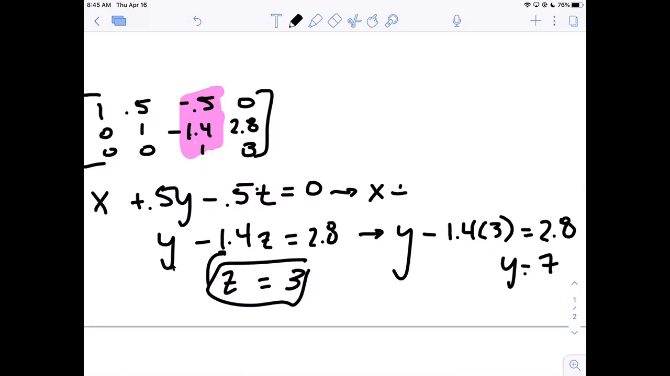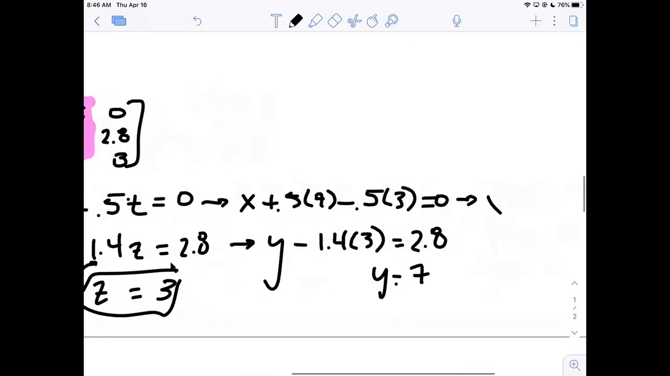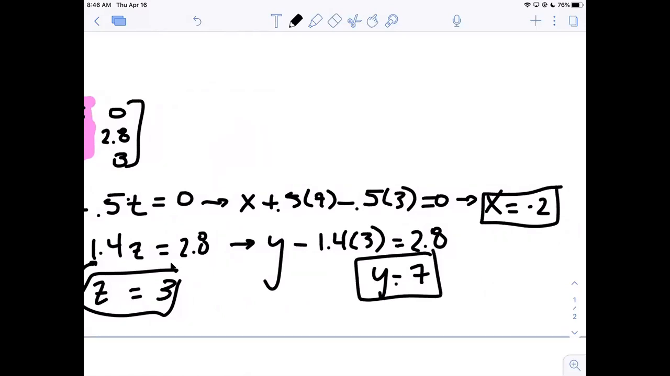And then I'm going to plug both of those in above. So I've got x plus 0.5 times 7 minus 0.5 times 3 equals 0. 0.5 times 7 minus 0.5 times 3 is 2, so x plus 2 equals 0. I subtract 2 from both sides, x equals negative 2. So x equals negative 2, y equals 7, and z equals 3.